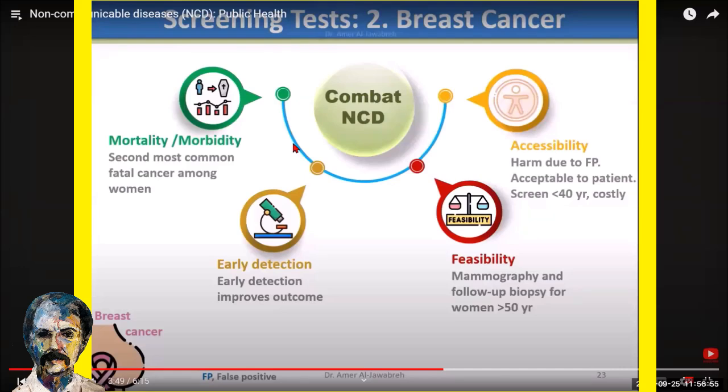Screening starts at less than 40, at 35 to 40, and you have to keep screening. If you have a family history, you have to keep screening until the end of your life. With family history, maybe every 6 months. Without family history, maybe every year.